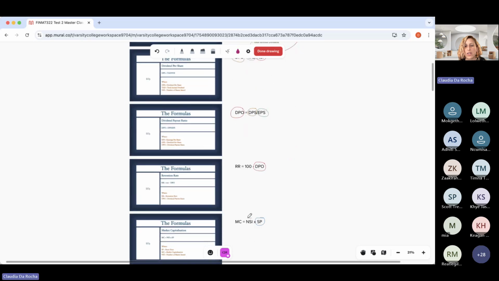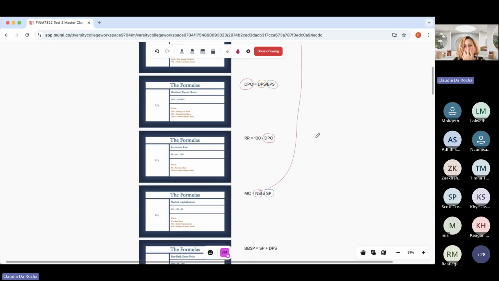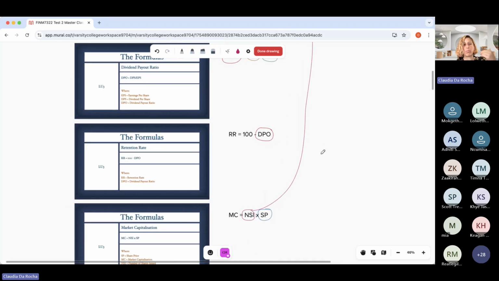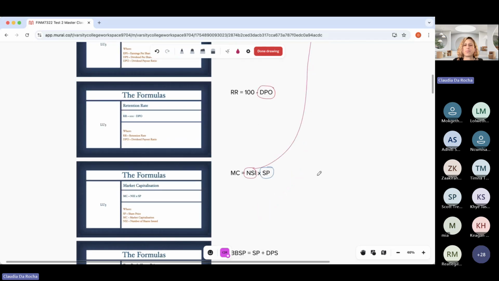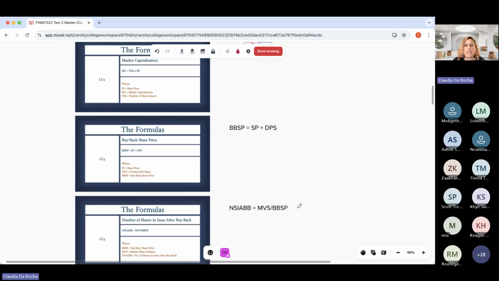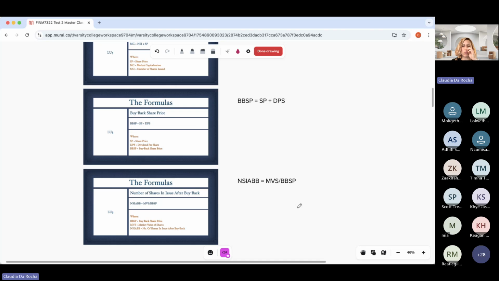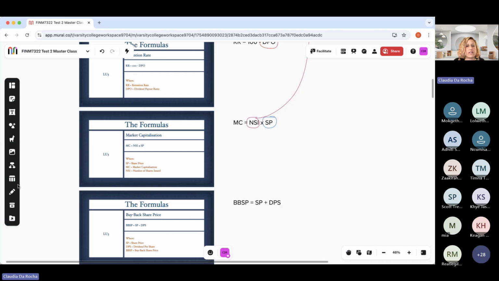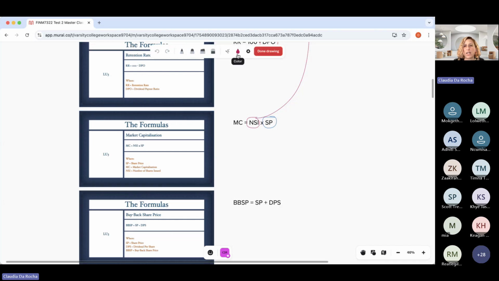Okay, so if you can see, all of these formulas somehow have an element within each other. So there are, like I said, ways to manipulate different formulas to get the information you need. And we're going to look at that in our question today. Right, then your buyback, it's quite important. Your buyback share price, again, we have the share price, appearing again in another formula.